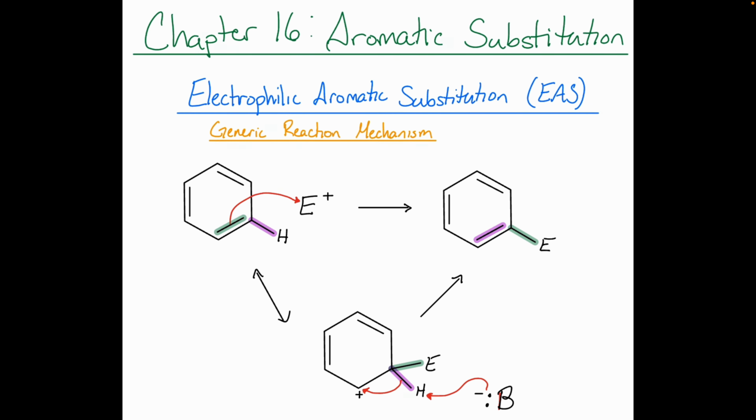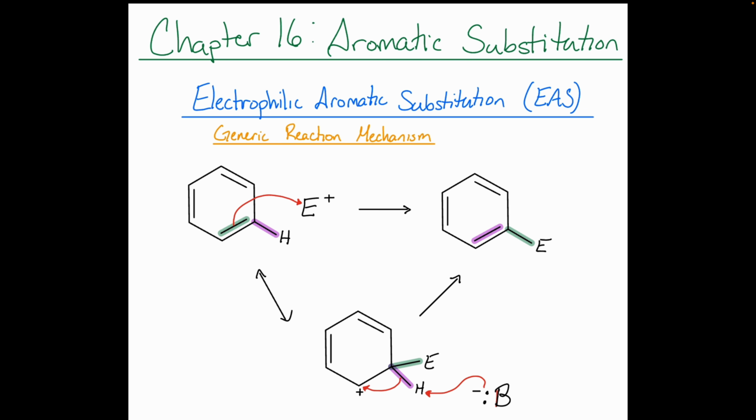So we started chapter 16 where we were talking about these electrophilic aromatic substitution reactions. These are reactions using our benzene ring, and we're substituting a hydrogen on there for some electrophile. Right, so this is our generic reaction mechanism.